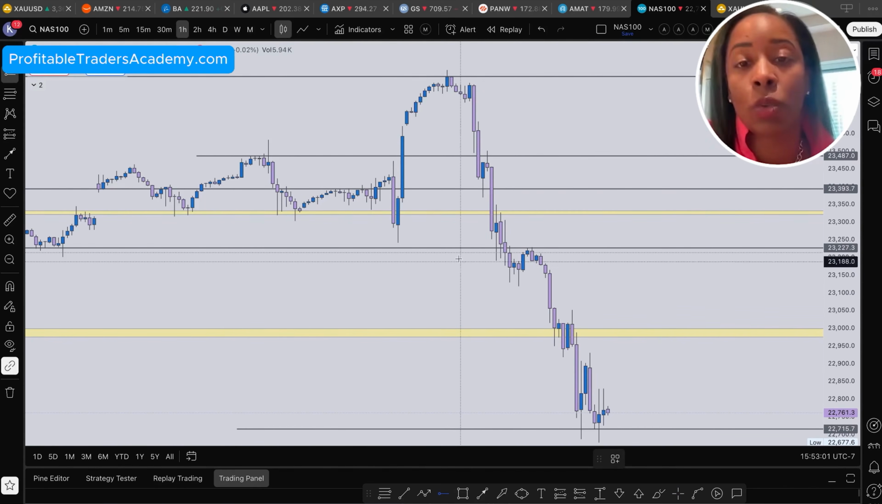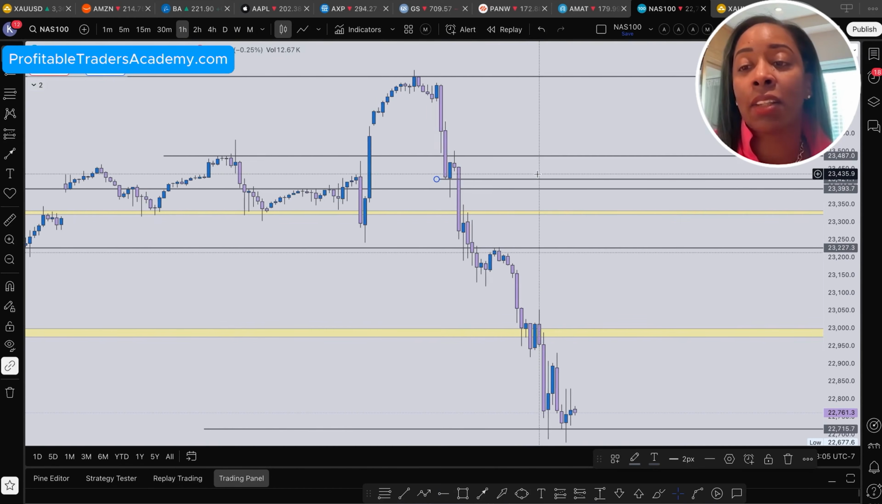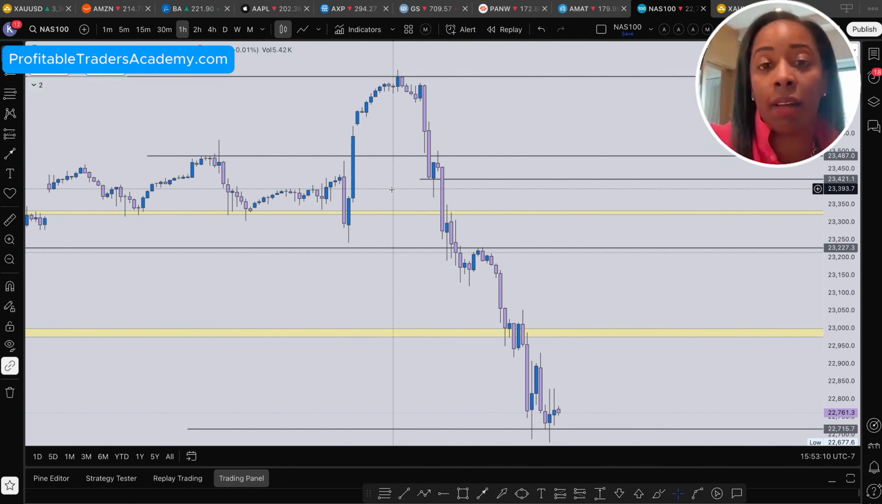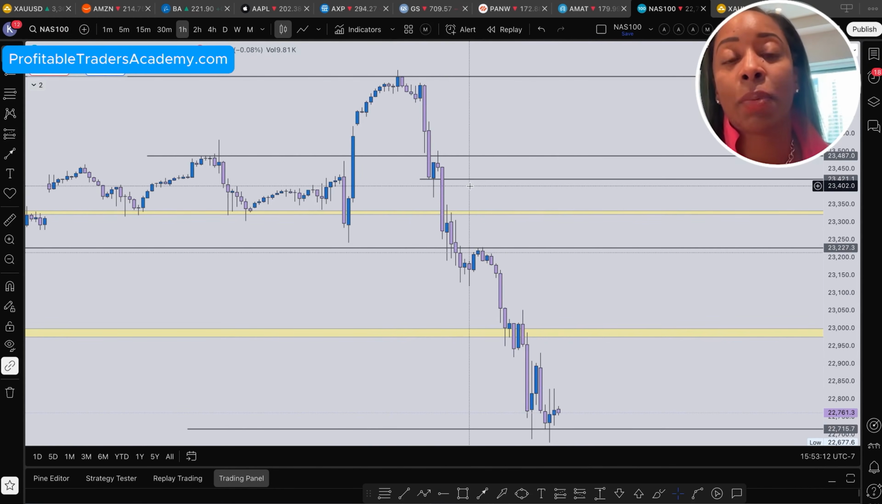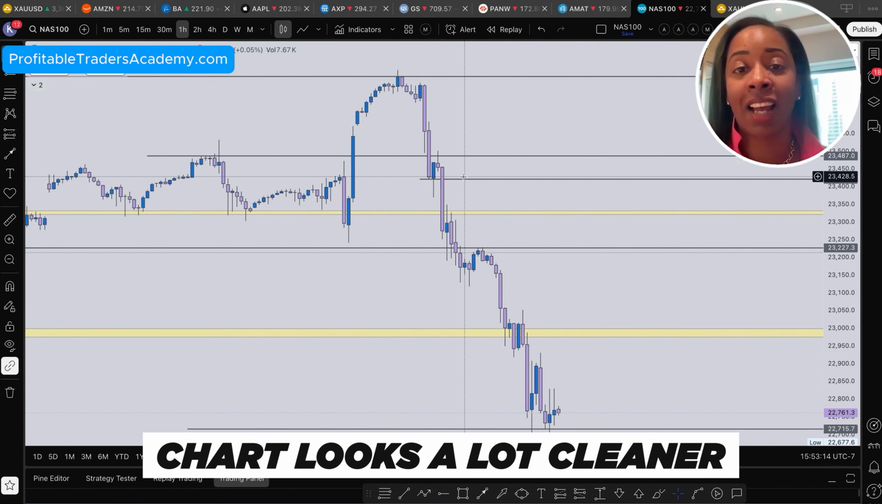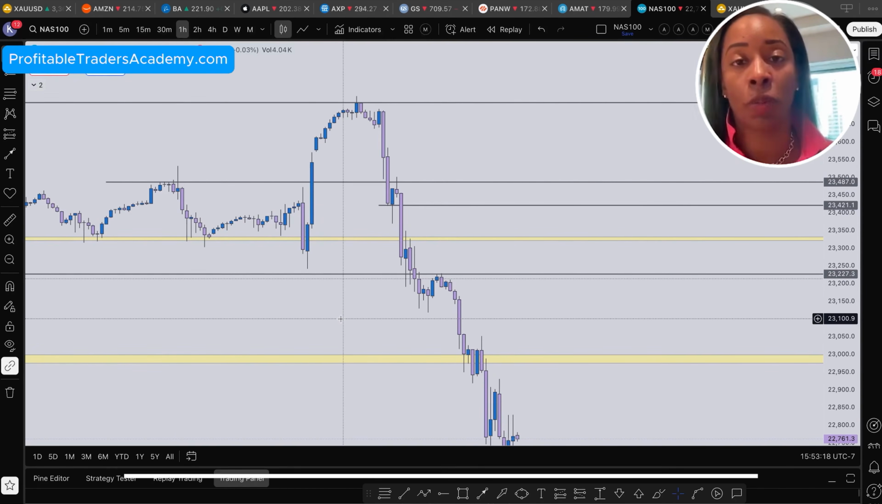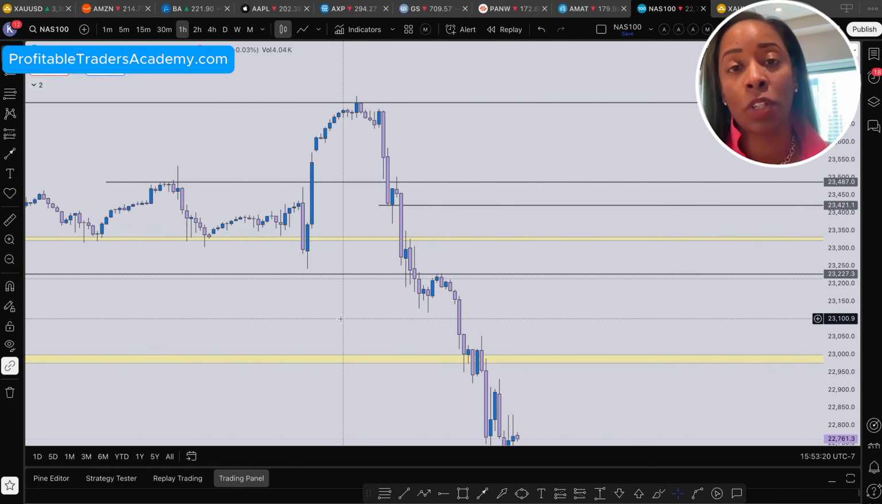So horizontal ray tool right here. And now this level is sitting at 23,421. And this level here is just going to disappear. So now my chart looks a lot cleaner and is easy for me to follow. And that's how your chart should be. If you can't see the candles, you have too much on your chart.